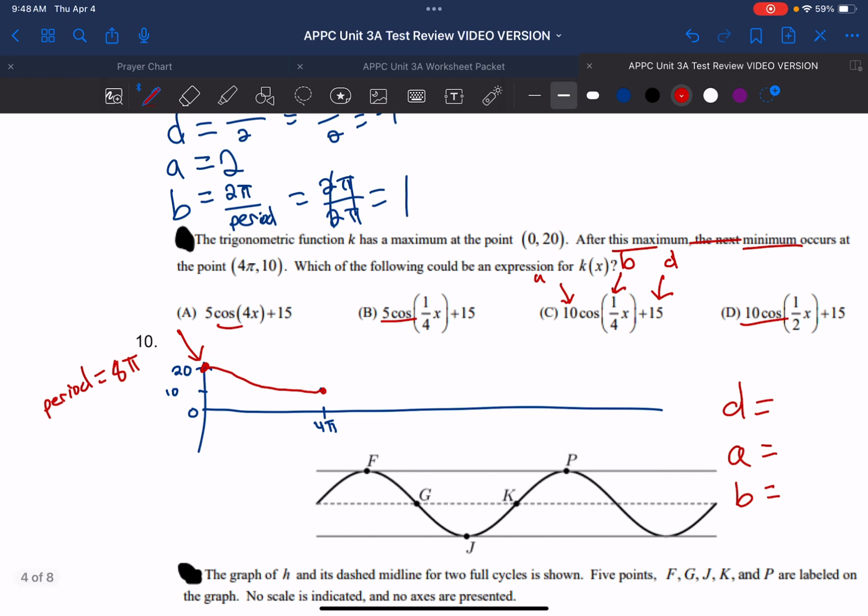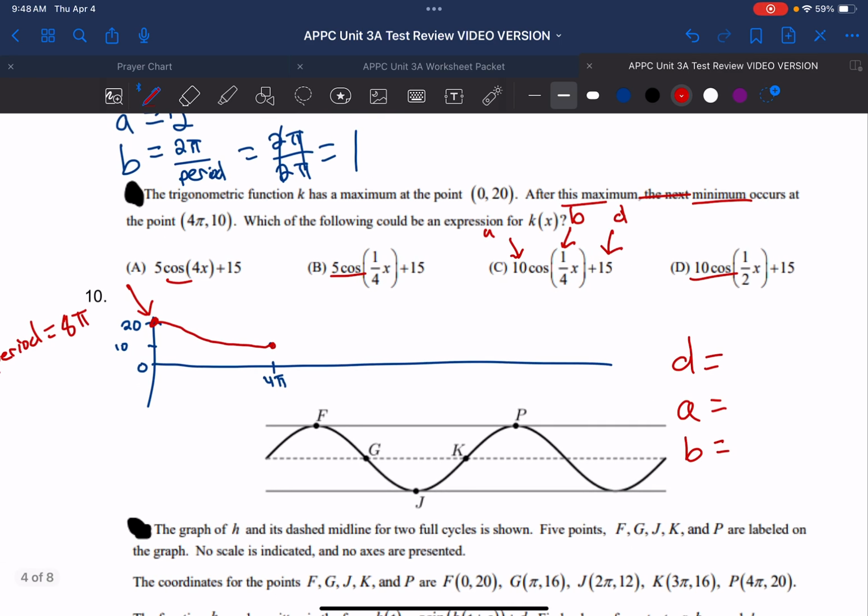So here, let's find our D, that's our midline. Our midline in this case is halfway between 20 and 10, which is 15. Our amplitude is from 15 to 20, which is 5. And then our B value is 2 pi over my period, which is 8 pi, which simplifies to 1/4.